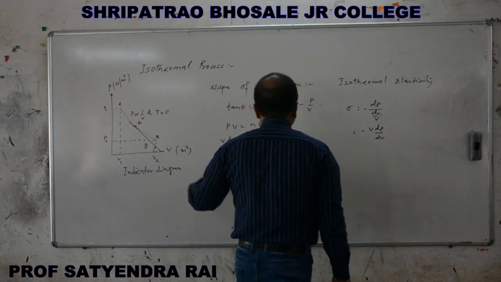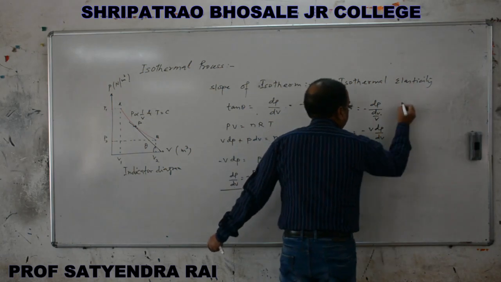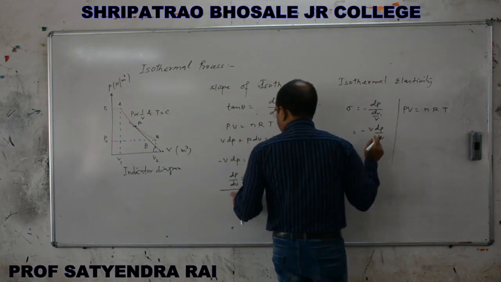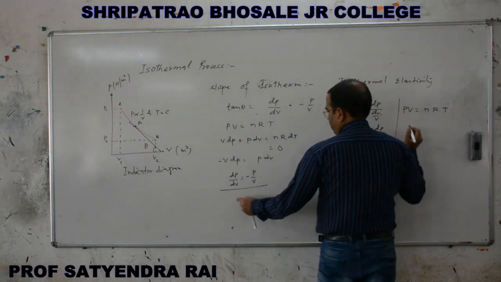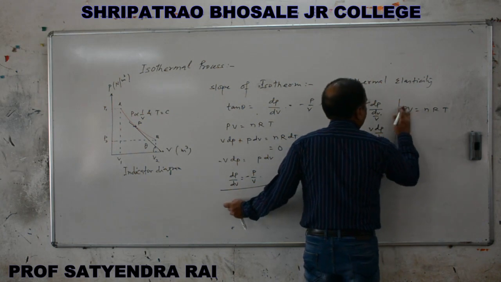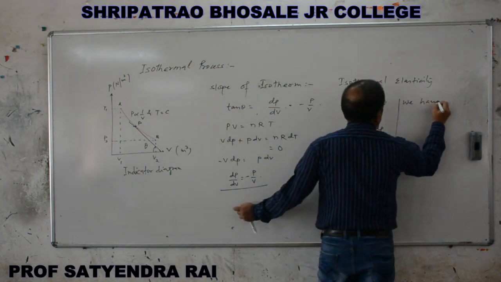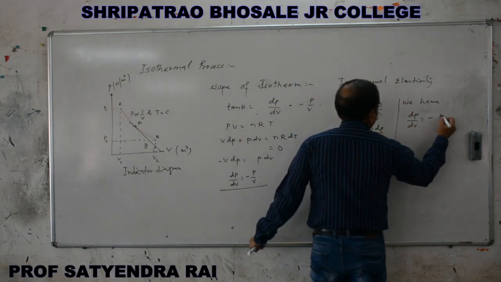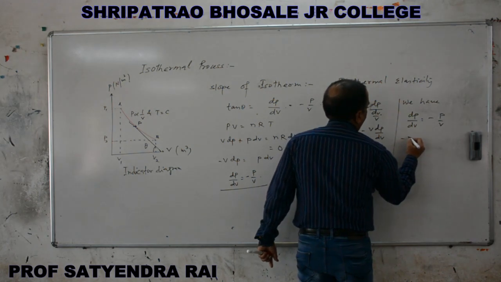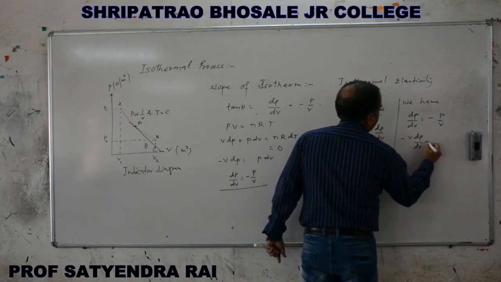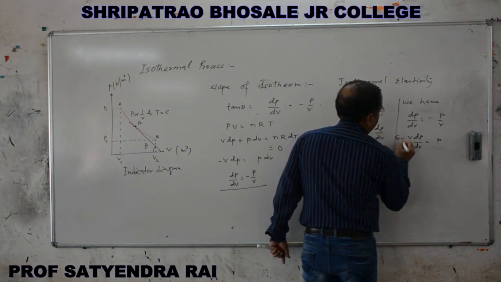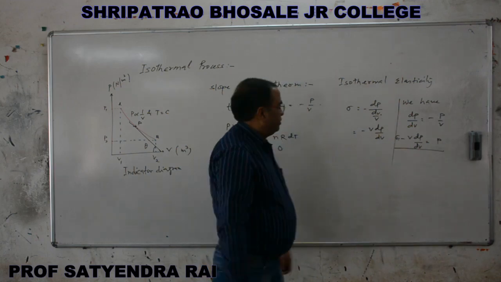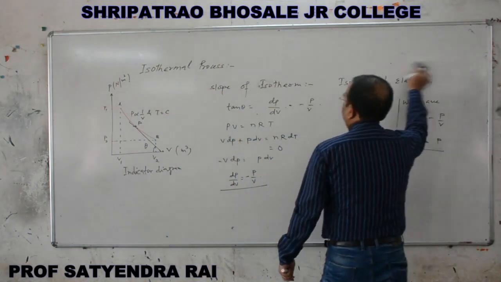Let us check what it is then. Again, we have the gas equation PV equals nRT. We have already dP upon dV, the slope, as minus P upon V. So minus V dP upon dV is equal to P. That means we can say sigma, the elasticity, is equal to the pressure. That is what about the isothermal process.